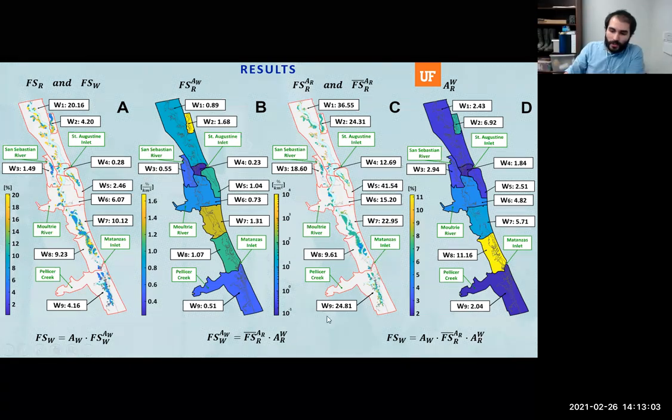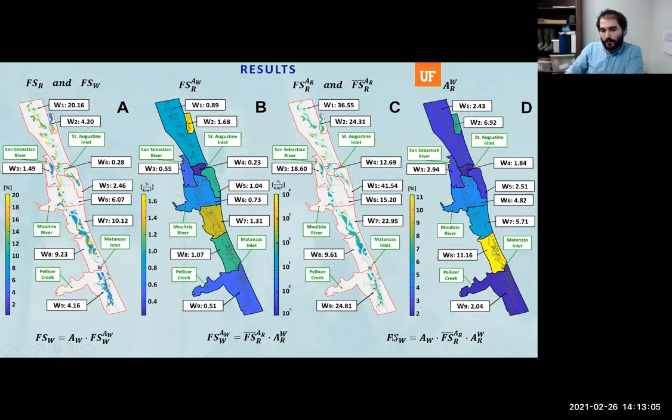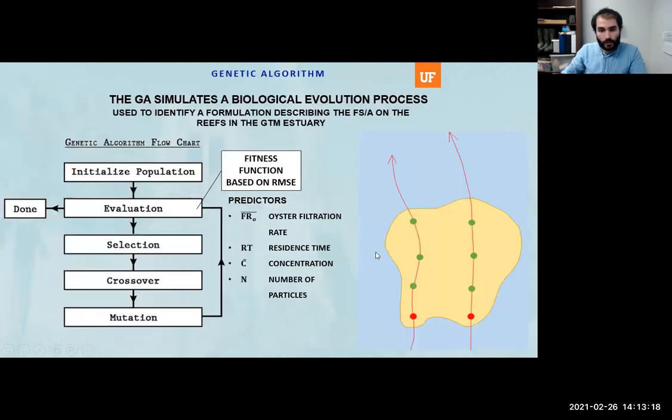And this is described by this formula. As you can see here, the filtration services at the watershed scale depend linearly on the area of the watershed, on the average value of the filtration services per each reef, and on the distribution of the reefs inside the watersheds.